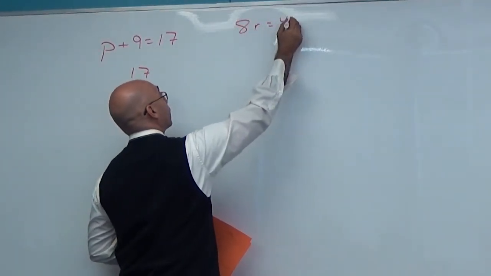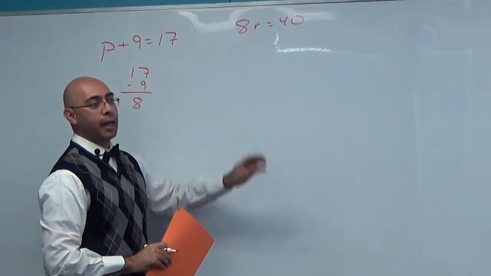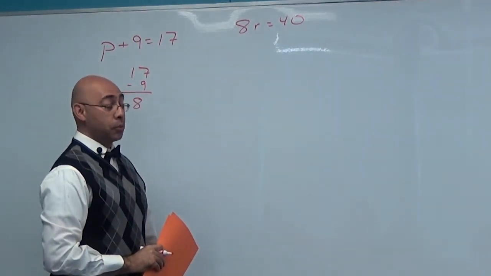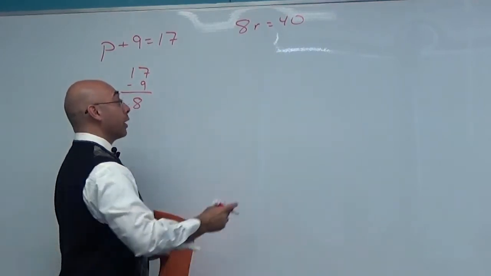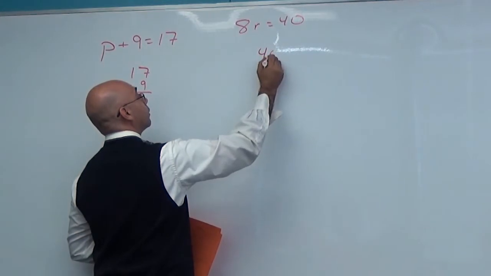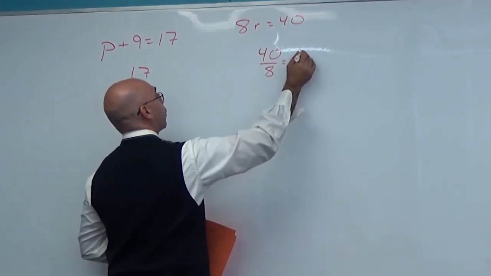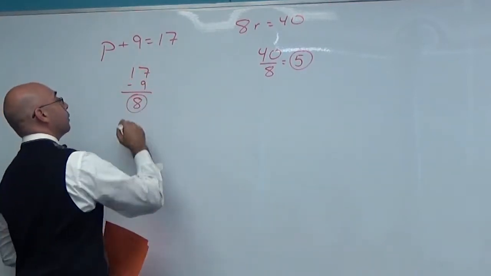8r equals 40. This just means there are 8 r's, or 8 times r. So again, we start with the answer, which is 40, and do the opposite of multiplying, which is divide. 40 divided by 8 is 5, so r is equal to 5.